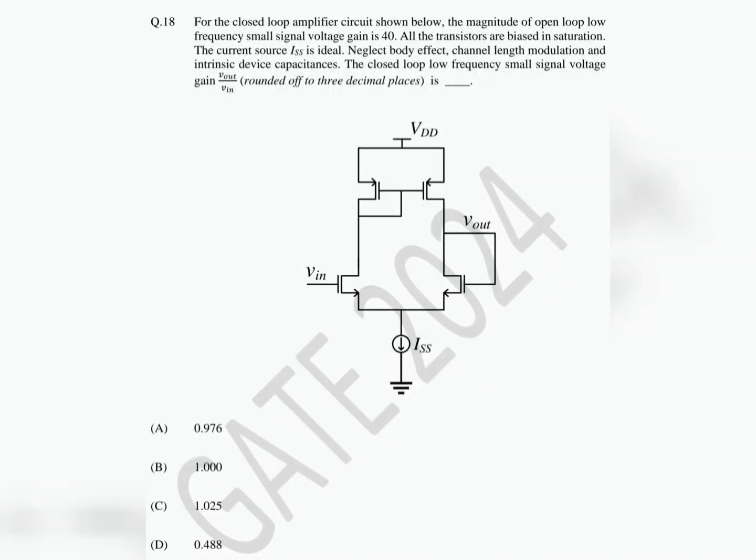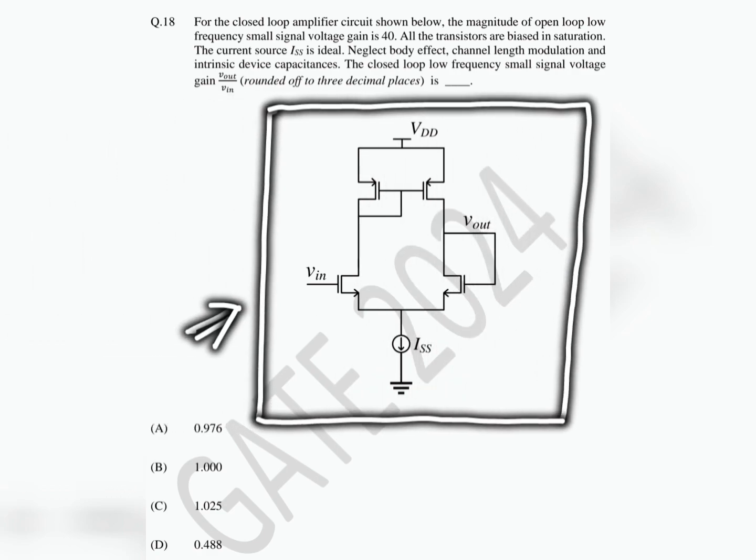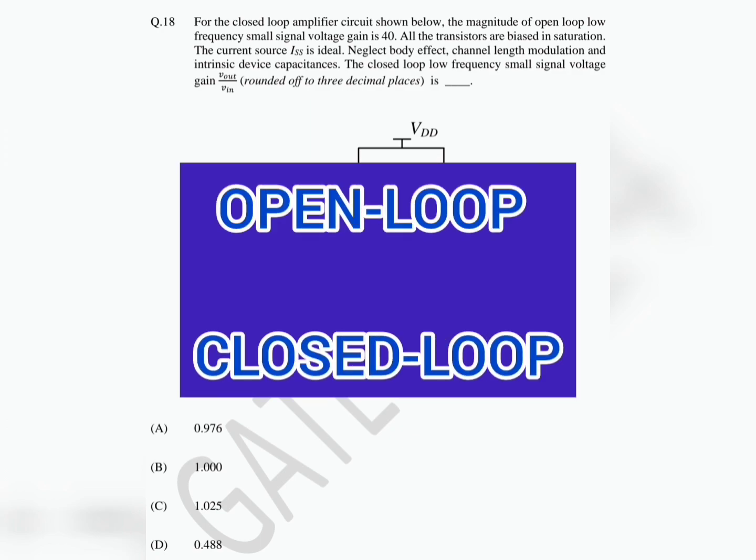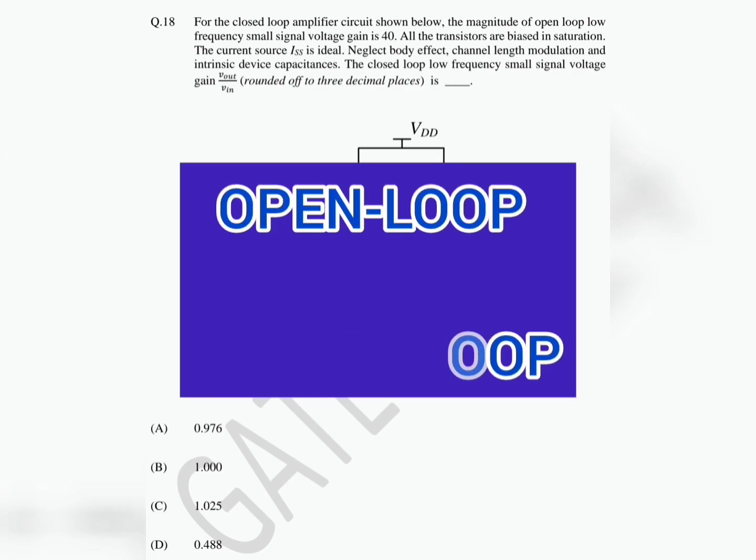Hello everybody, I hope everyone is fine, and today we are going to discuss a question of analog electronics asked in GATE 2024 where a closed loop amplifier is shown here, and it has been mentioned that the open loop low frequency small signal voltage gain is 40. Since there are two terms, open loop and closed loop, let's first discuss these terms.